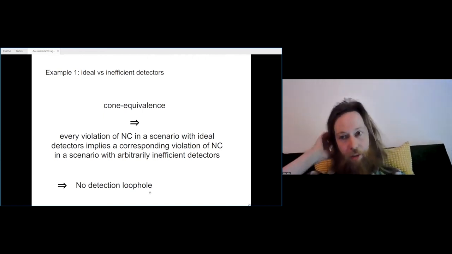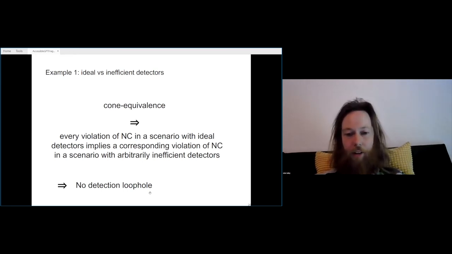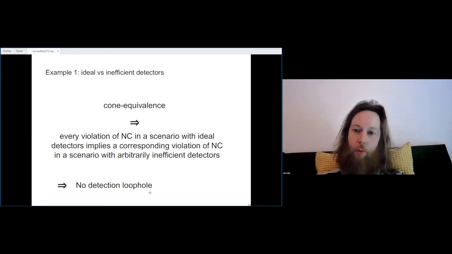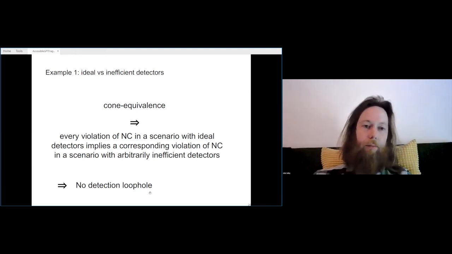And this is quite surprising when you compare it to, say, Bell's theorem, where the detection loophole is a big problem. And you have to work very hard experimentally to make sure you have sufficiently efficient detectors. This is not the case for generalized contextuality.